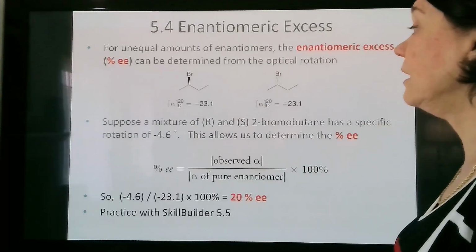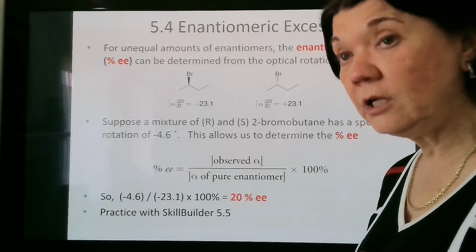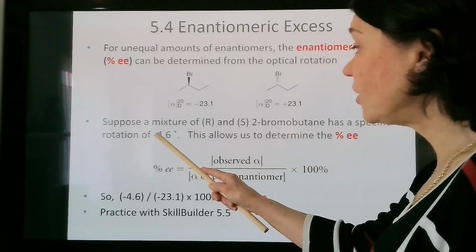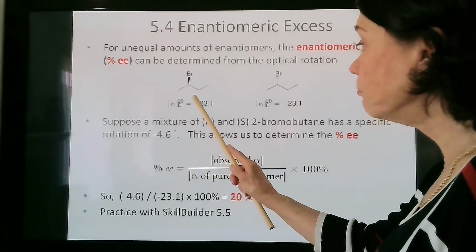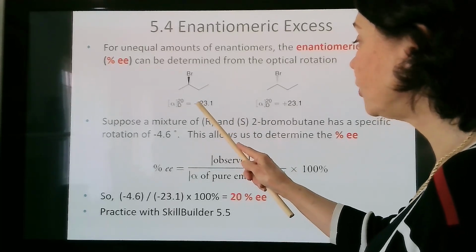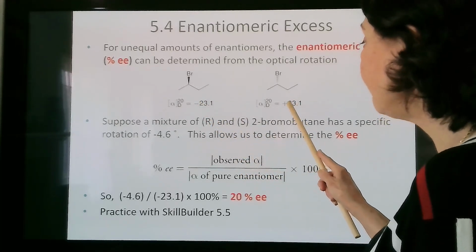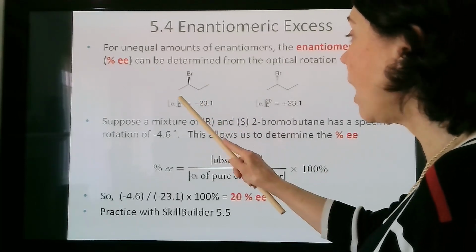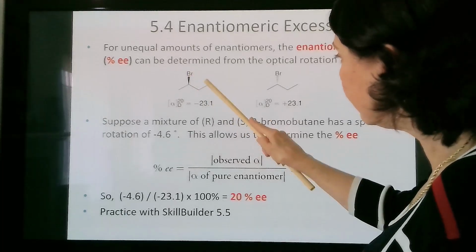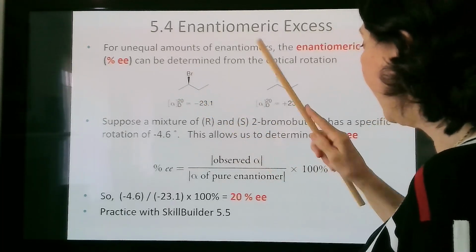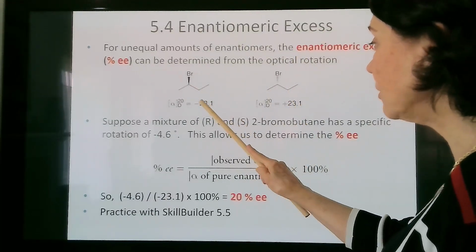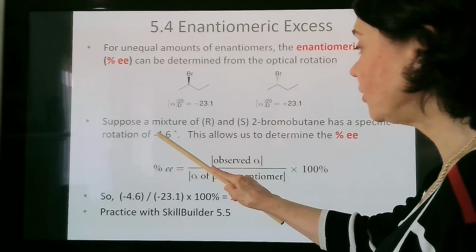Can you tell which one is present in excess? Absolutely, you can tell that immediately by that negative sign. The fact that that is a negative sign means that that mixture has more of this than that, because this is the one that has the negative sign, and you don't have enough of this to cancel that out. So you've got more of this R isomer than the S isomer, okay? This is the R, that's the S. You have more of this. You can tell it because that is negative and that's negative.